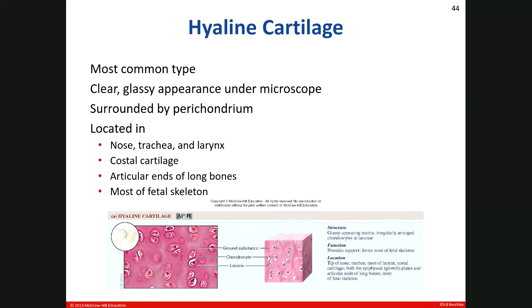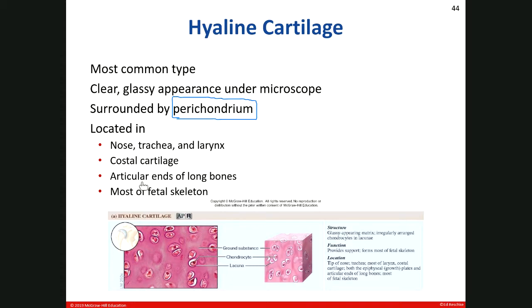So let's start off with hyaline cartilage. It is the most abundant cartilage in our bodies. It is surrounded by perichondrium, which is made up of that dense irregular connective tissue, but it surrounds the cartilage itself. Look at all the places that it's located in your body: the end of your nose, your trachea, your voice box or larynx, costal cartilage, that means rib cartilage. When your ribs attach onto your sternum, all that cartilage is hyaline cartilage.